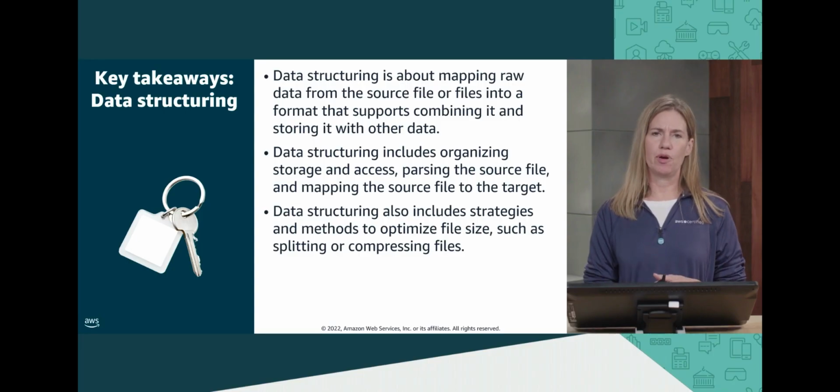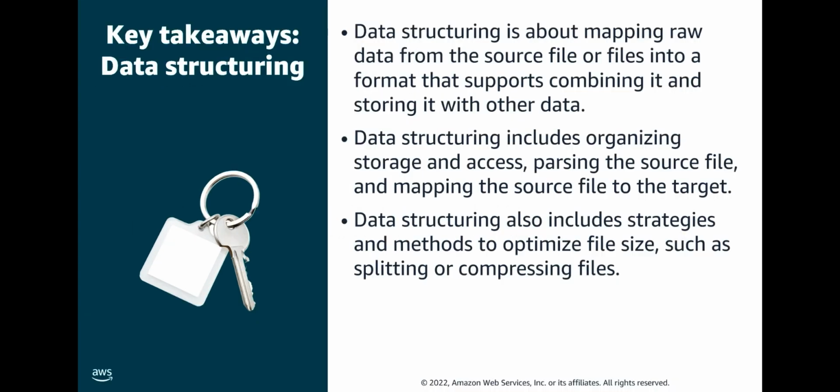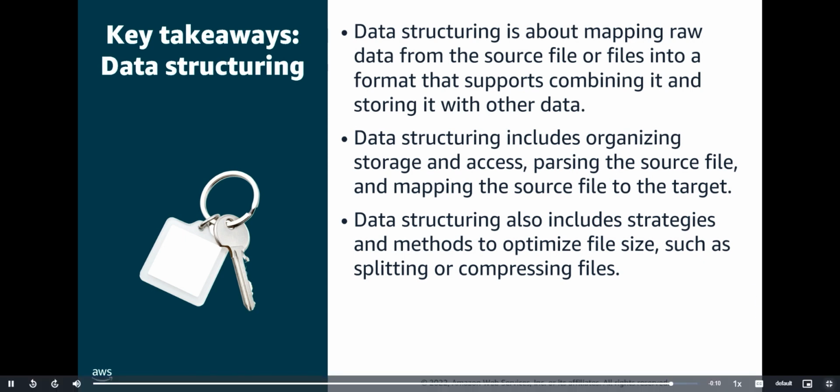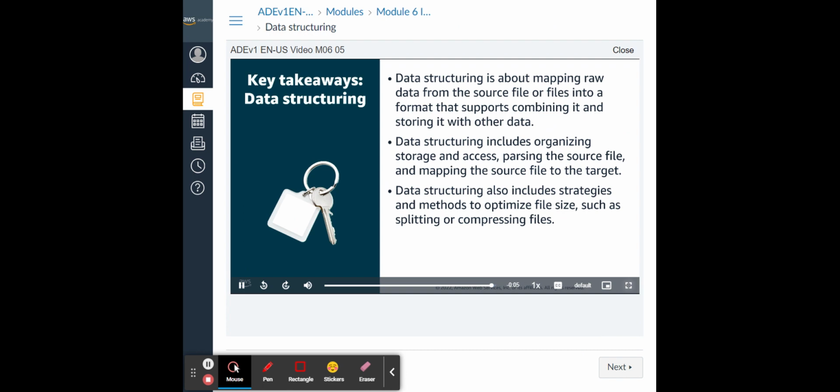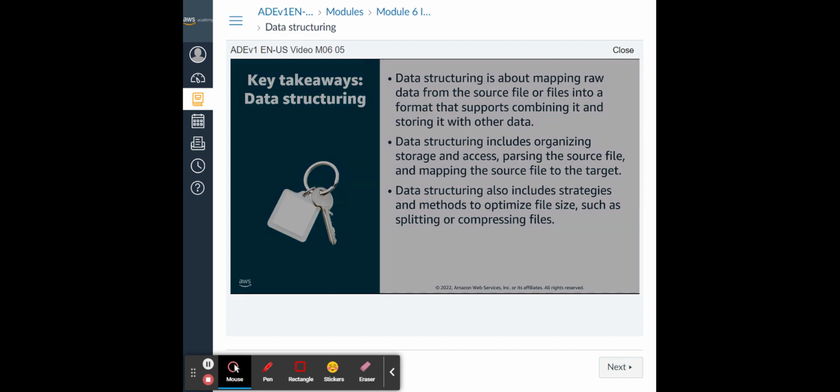Here are a few key points to summarize this section. Data structuring is about mapping raw data from the source file or files into a format that supports storing it and combining it with other data. During the structuring step, you need to parse the file, map source fields to target fields, and establish the structures that are necessary in the target to organize the data set. Your structuring decisions should also include the best ways to optimize file size.